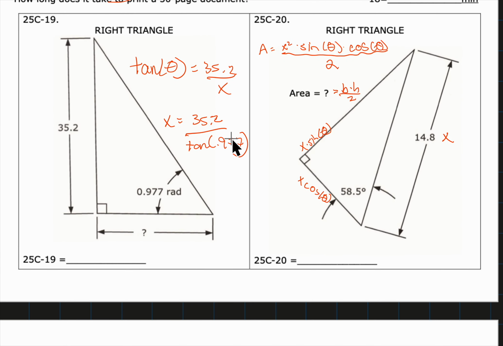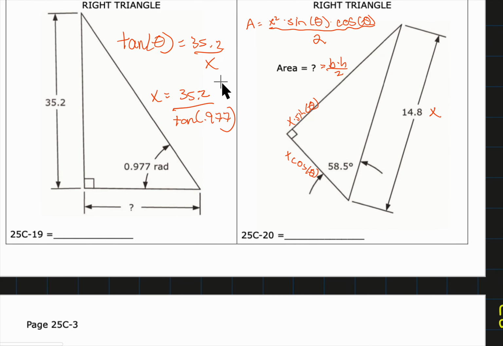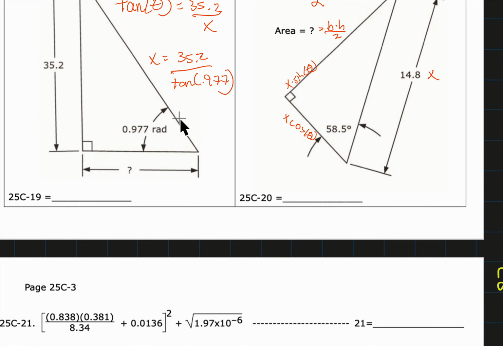19. Here they gave us an angle in radians. They want us to find a side. And if we look at the angles and the sides in relation, they want us to find the adjacent while giving us the opposite side. The trig function that best relates these with the angle given is tangent. So tangent of 0.997 radians is going to equal 35.2 divided by x. We do a little bit of algebra and we rearrange, or we throw it into the solver to get our answer.